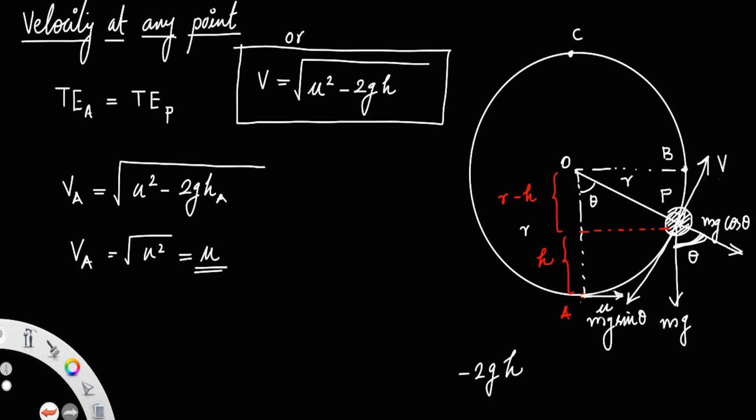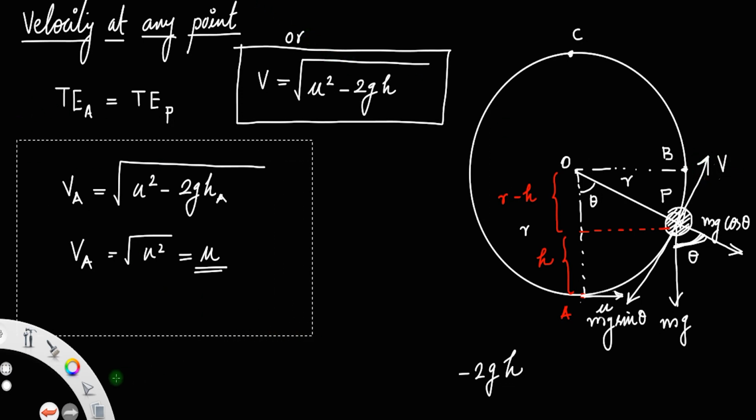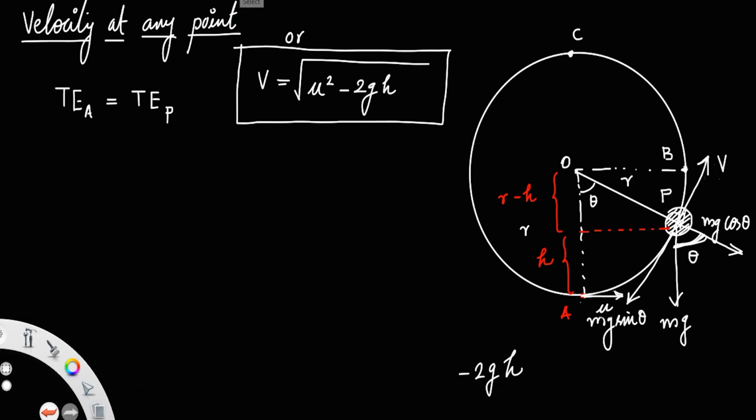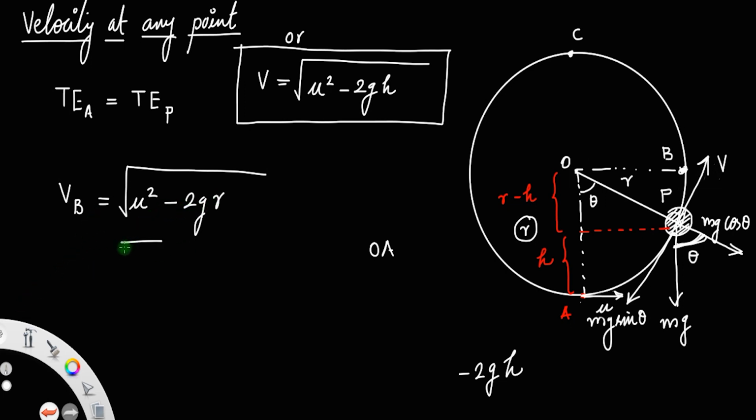What about the velocity at B? We have velocity at B is equal to, if you substitute in the equation, root of u square minus 2g times the height. Height at the point B is equal to OA, which is equal to the radius r. So u square minus 2gr. So that's the velocity at B.